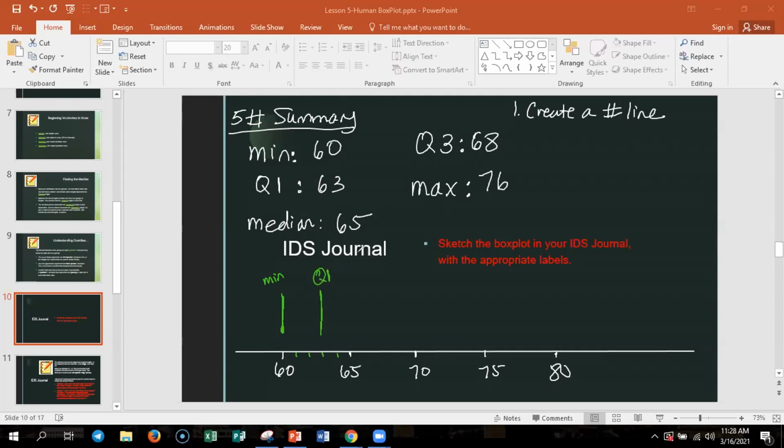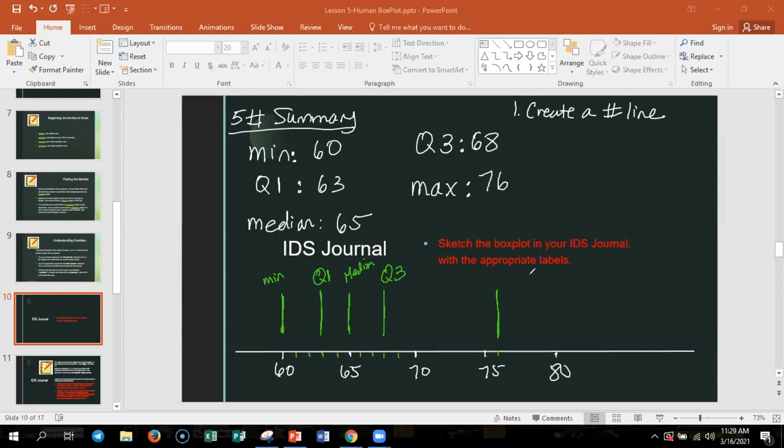Then my median is at 65. So 65 is right here. I'm going to draw a line right here at 65. Okay, this is my median. My Q3 is at 68. So 66, 67, 68, 69. So 68 is about here. Here's my Q3. And lastly, I have my maximum at 76. So 76 is right about here. So we'll do that.